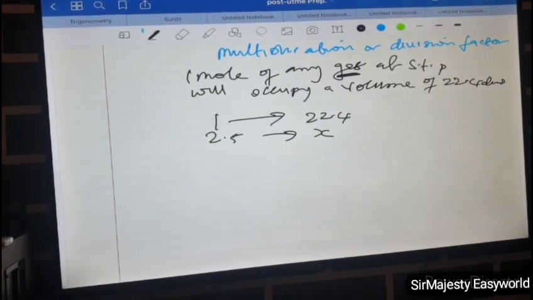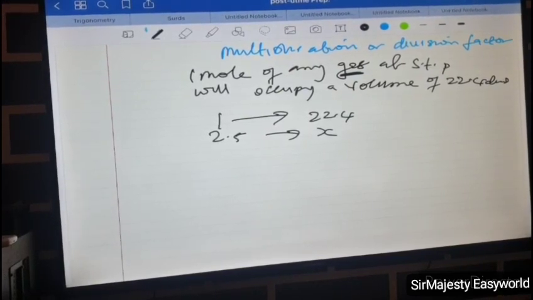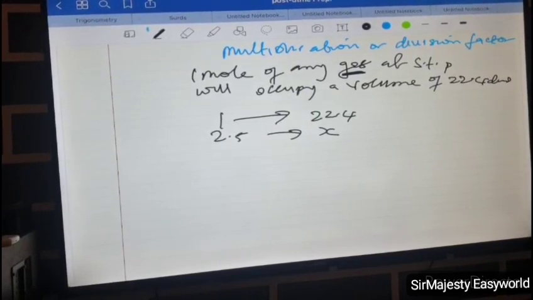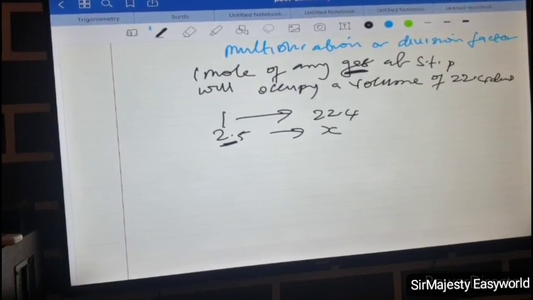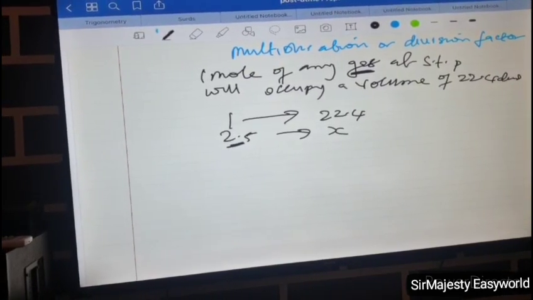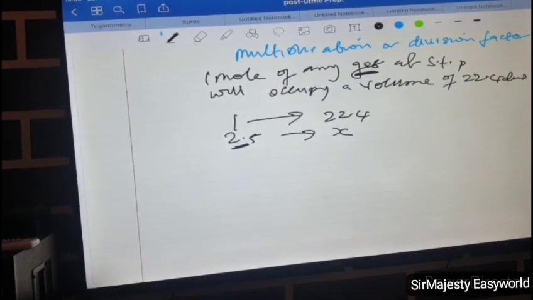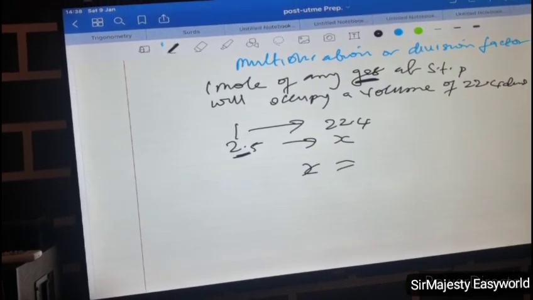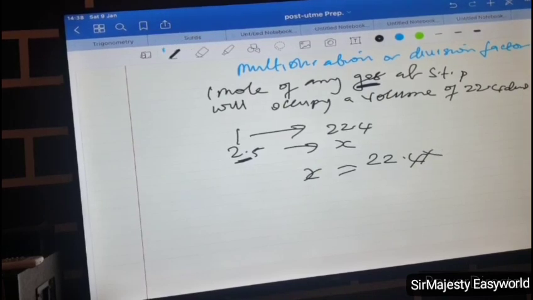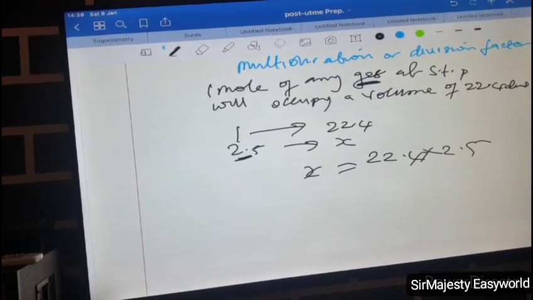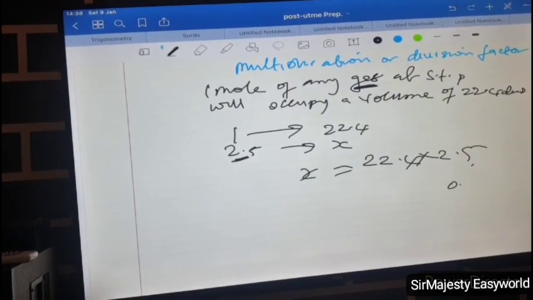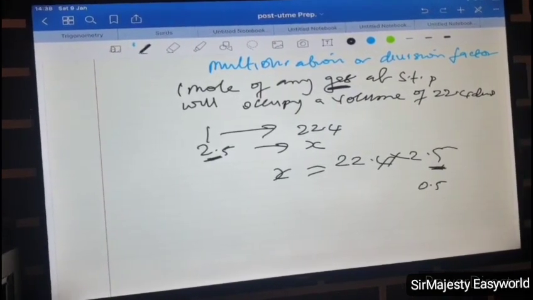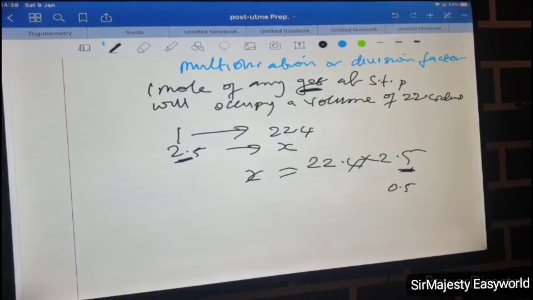Don't waste much of your time. You now ask yourself, what was 1 multiplied by to give you 2.5? It means that 1 was multiplied by 2.5, because 2.5 times 1 is exactly 2.5. Then it shows that here X is nothing but 22.4 dm cube times 2.5. Then to multiply with the point five, this is half. Remember, 0.5 means half. Just neglect it and multiply this.